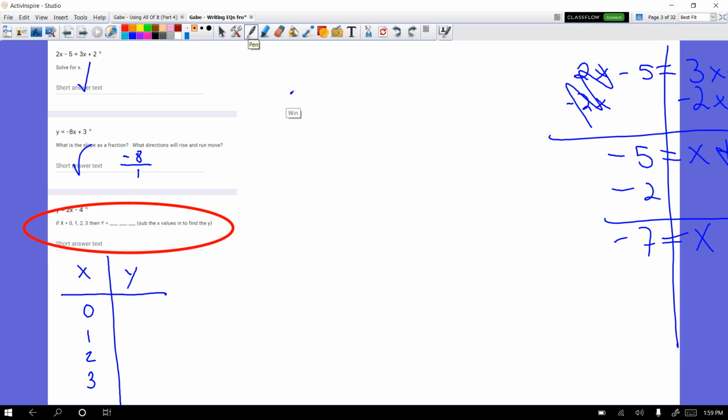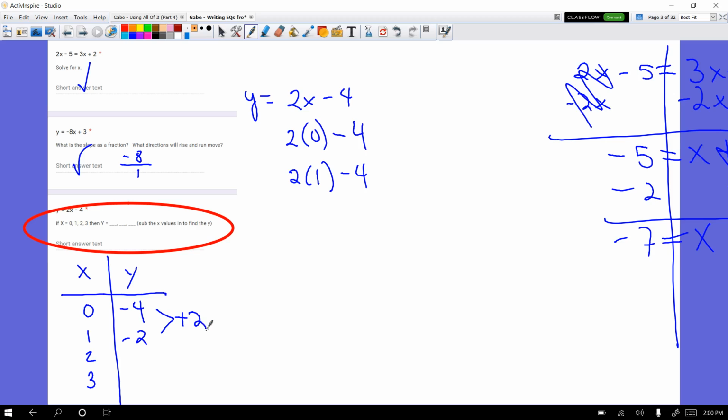So 2x minus 4. Substituting it in, 2 times 0 minus 4 is 0 minus 4, so take away 4, you get negative 4. And then 2 times 1 minus 4 is 2 minus 4 is negative 2. And this coincides with our positive 2 for the slope. You can see that it's going plus 2. Guess what? Next one's going to be plus 2 as well. So that's going to be 0 and then 2.